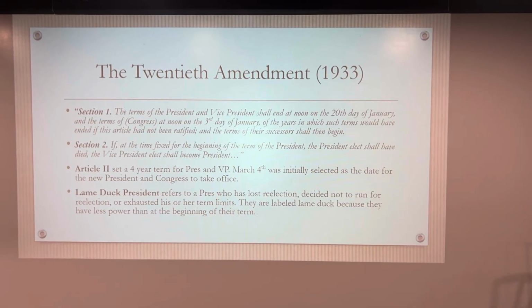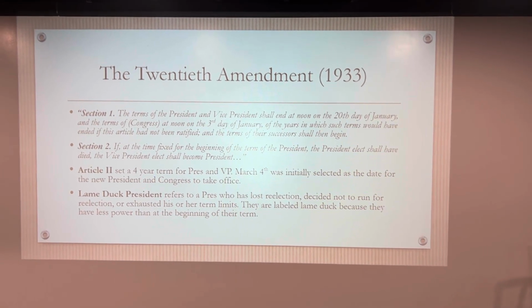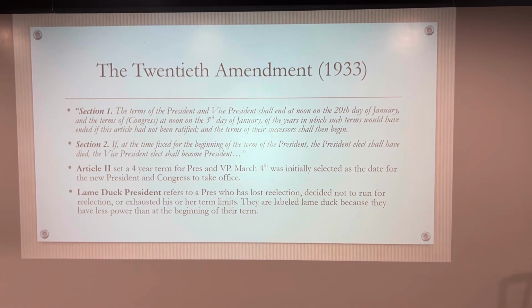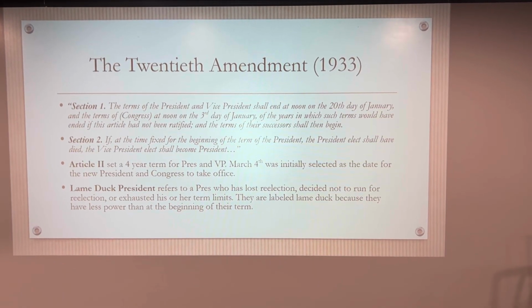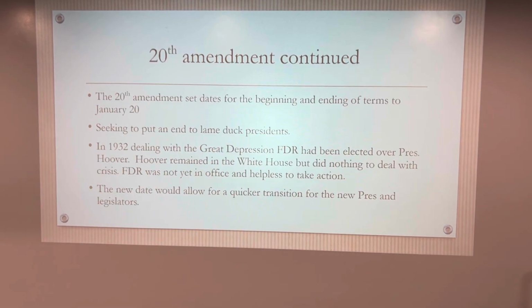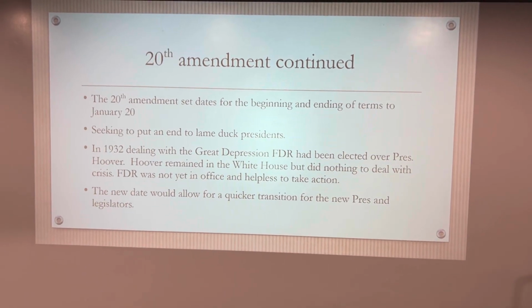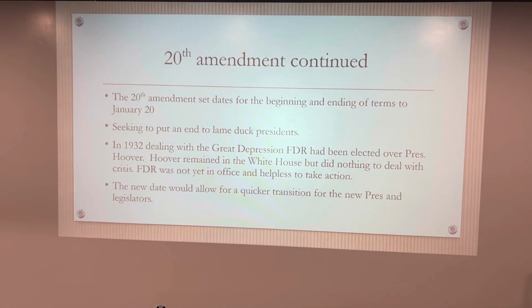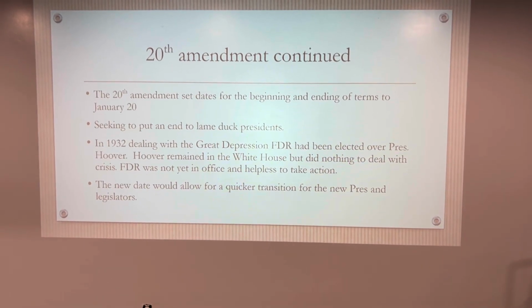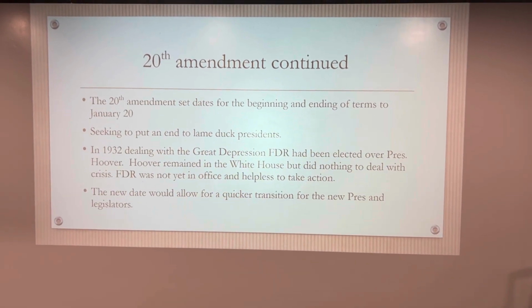Article 2 of the Constitution set a 4-year term for president and vice president. March 4th was initially the selected date for when the new president and Congress would take office. The 20th Amendment set the date for the beginning and ending of terms to January 20th, seeking to put an end to lame duck presidents.